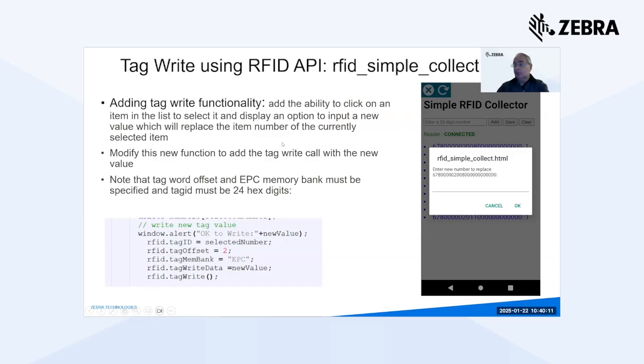That can't be done with DataWedge, because DataWedge is really only supporting one-way communication. So tag and barcode data coming from DataWedge to the application, but nothing going the other way.